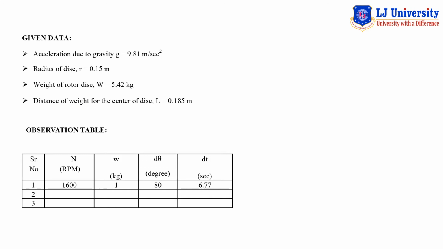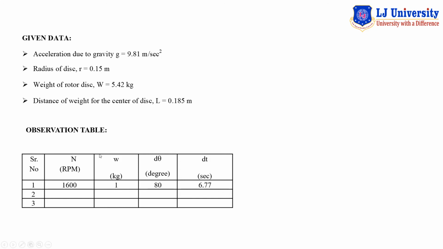Okay, now we have to make one observation table. In observation, you all know we observed the RPM of the disc. Also we applied load. Second thing, we measure the angle movement, and also we measure the time required for the turning of angle. Clear? So we set the disc at 1600 rpm.